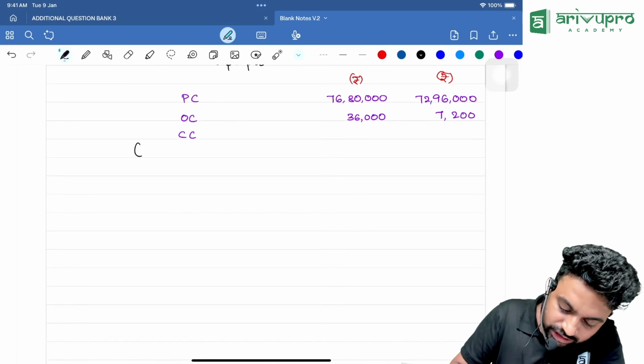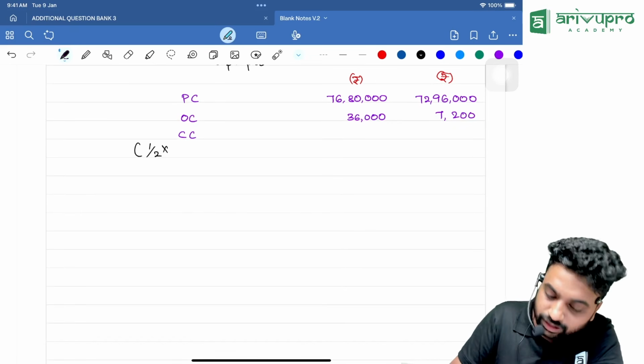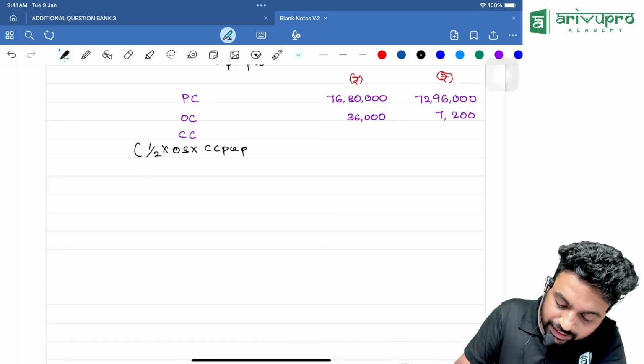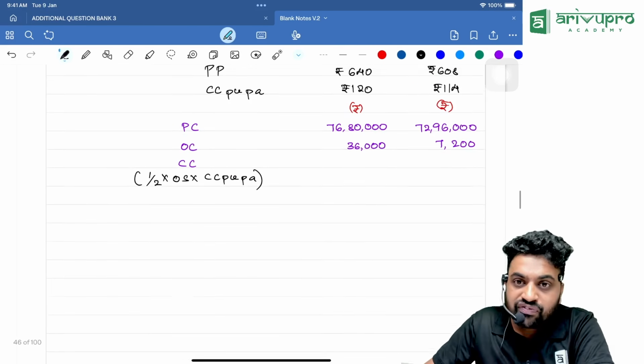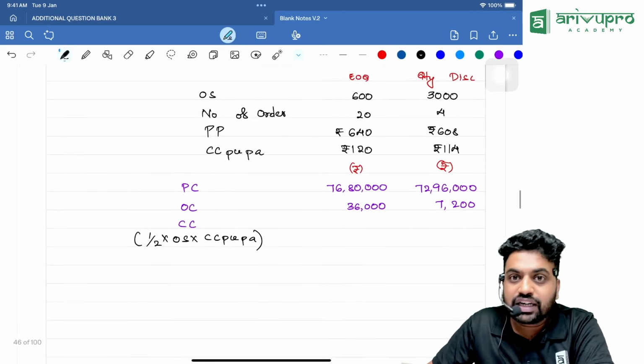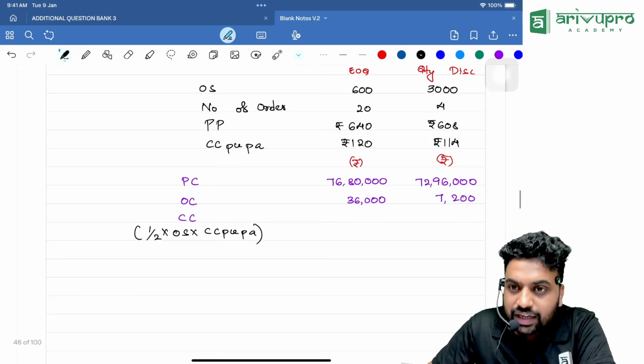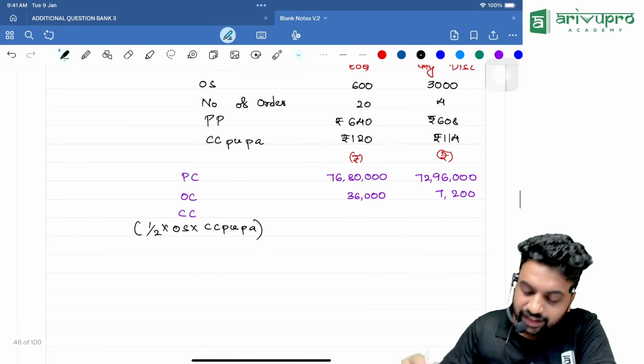Going to carrying cost. Remember, carrying cost is half of not annual requirement but order size into carrying cost per unit per annum. So half of order size is how much in the first case? 300, into carrying cost per unit per annum. 300 into 120.